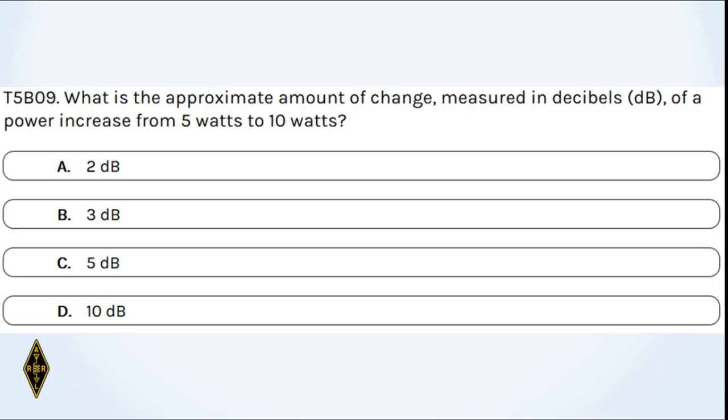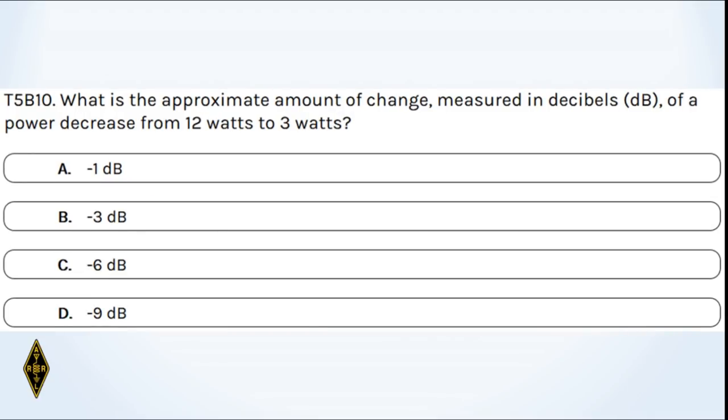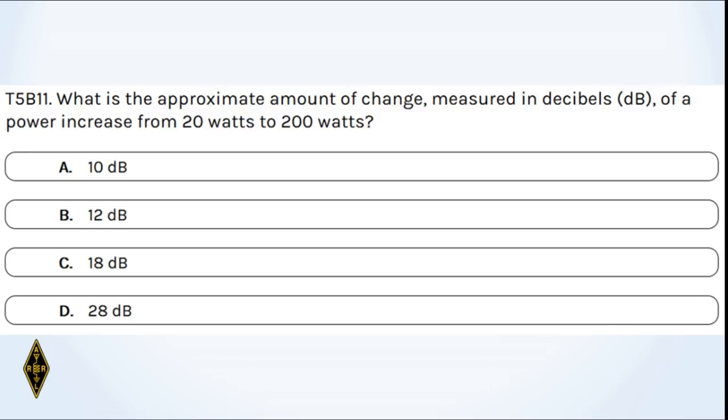And so, what is the approximate amount of change measured in decibels of a power increase from 5 watts to 10 watts? This is times 2, so it would be 3 dB. And what is the approximate amount of change measured in decibels of a power decrease from 12 to 3? 12 divided by 2 is 6, divided by 2 again is 3, so 6 dB, or in this case, minus 6 dB. And what is the approximate amount of change measured in dB of a power increase from 20 watts to 200? By process of elimination, this is the 10 dB. 10 dB is 10 times.